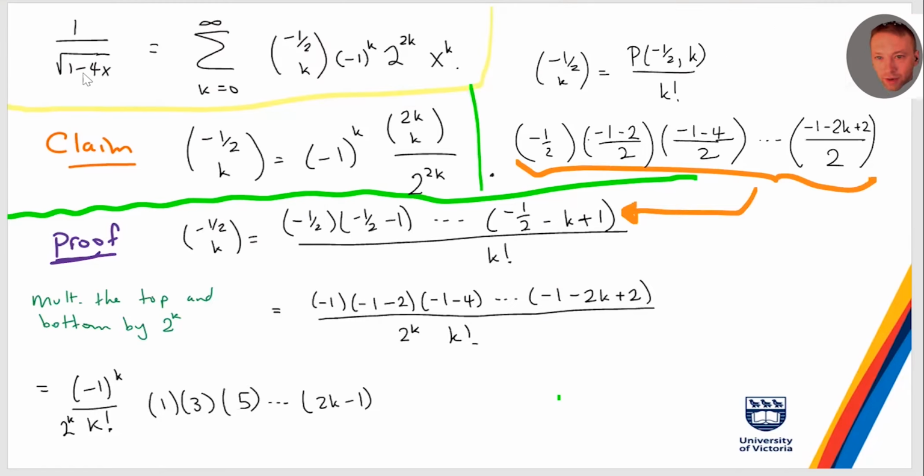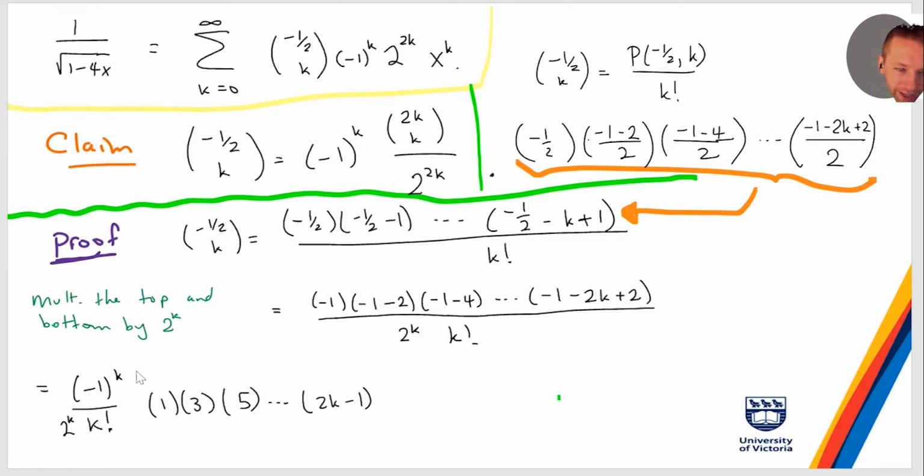And now you see that you've got a whole bunch of 2's on the bottom, and I can pull these to the bottom of the entire fraction. So on the top I've got negative 1 minus 2, negative 1 minus 4, down to negative 1 minus 2k plus 2. And on the bottom I've got 2 to the k, which is from these 2's, times k factorial. Now, I can also pull out all these negatives, because I don't like negative numbers. It's much easier to deal with positive numbers.